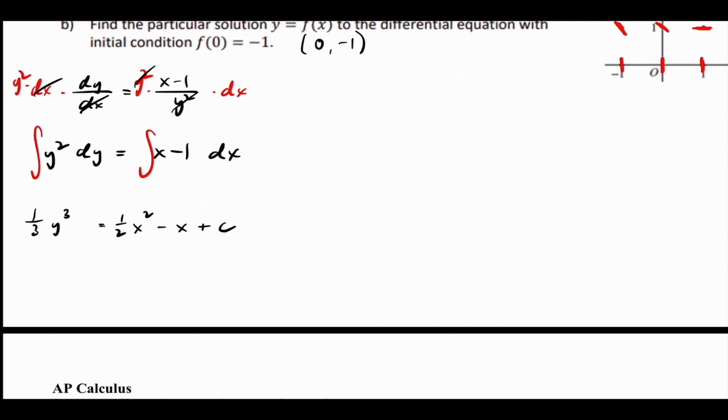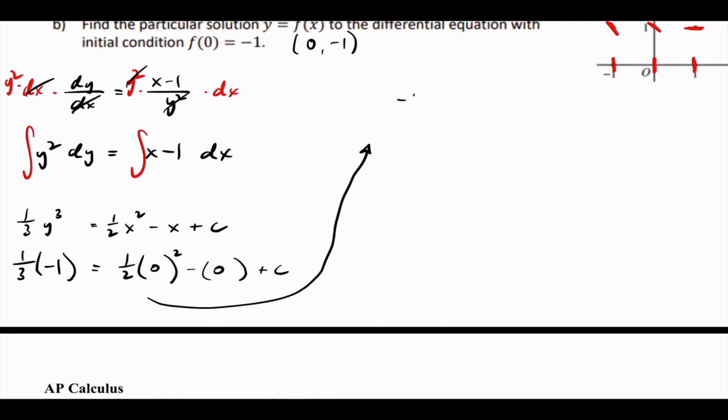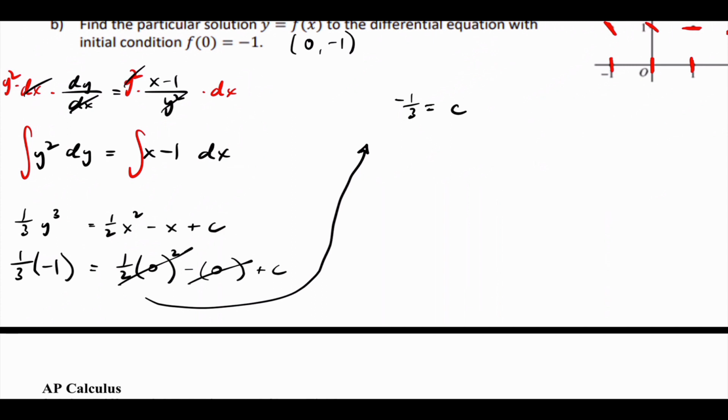Plug in your point. Plug in 0 for x, negative 1 for y. So I get negative 1/3 equals c. This guy cancels out, that guy cancels out. So I get 1/3 y cubed equals 1/2 x squared minus x minus 1/3.